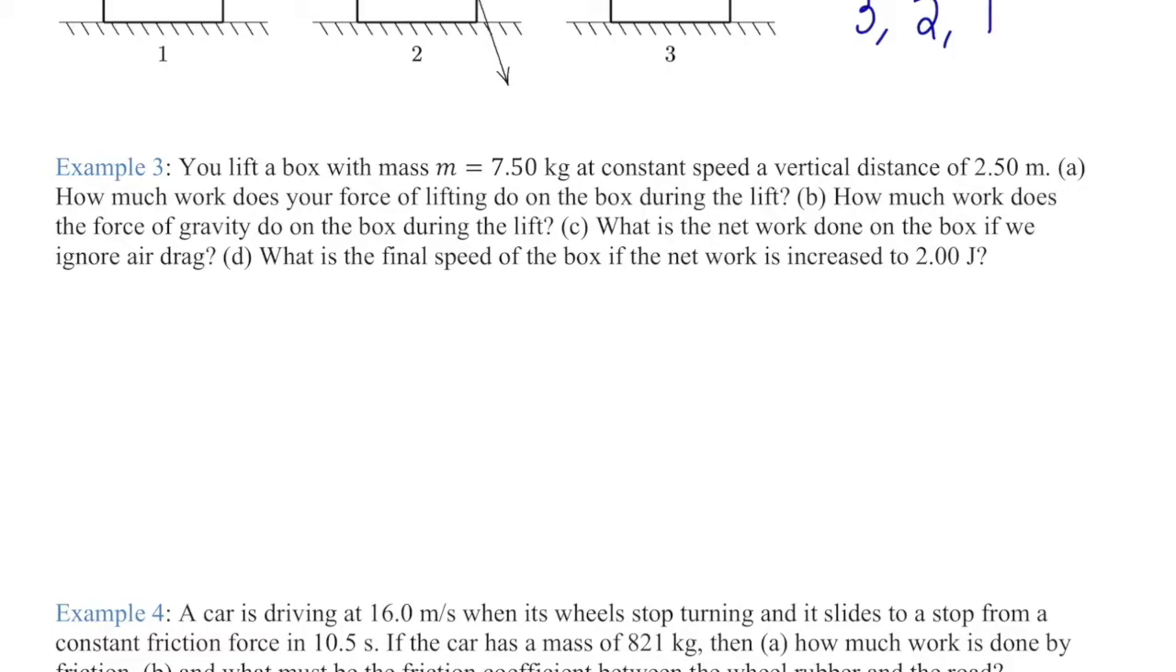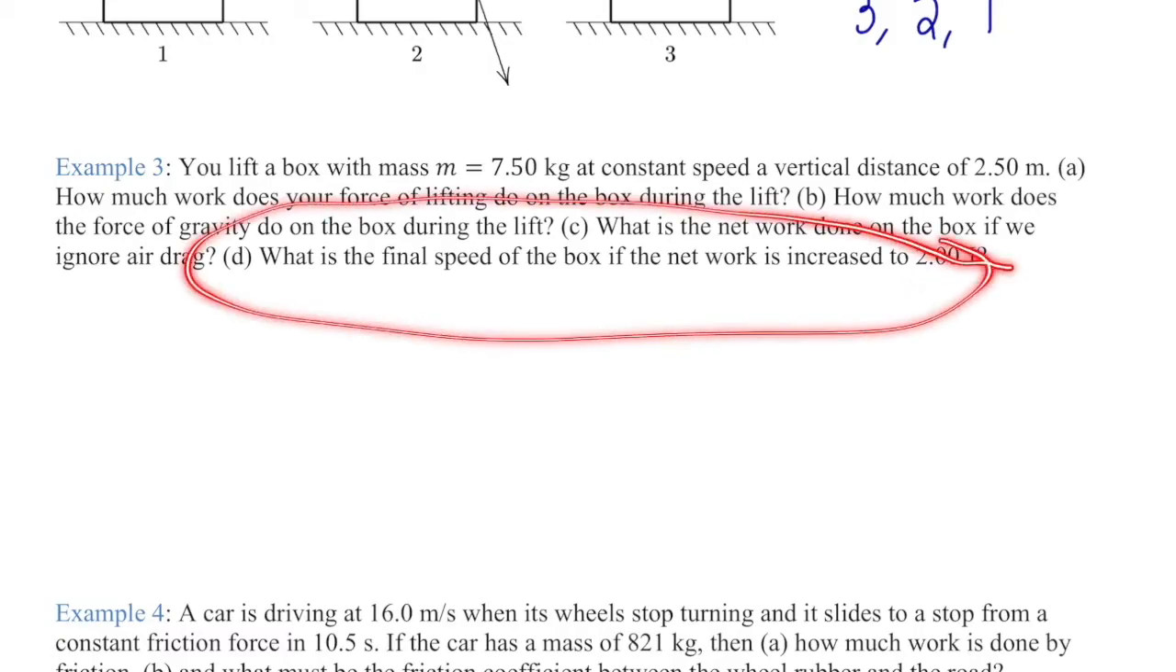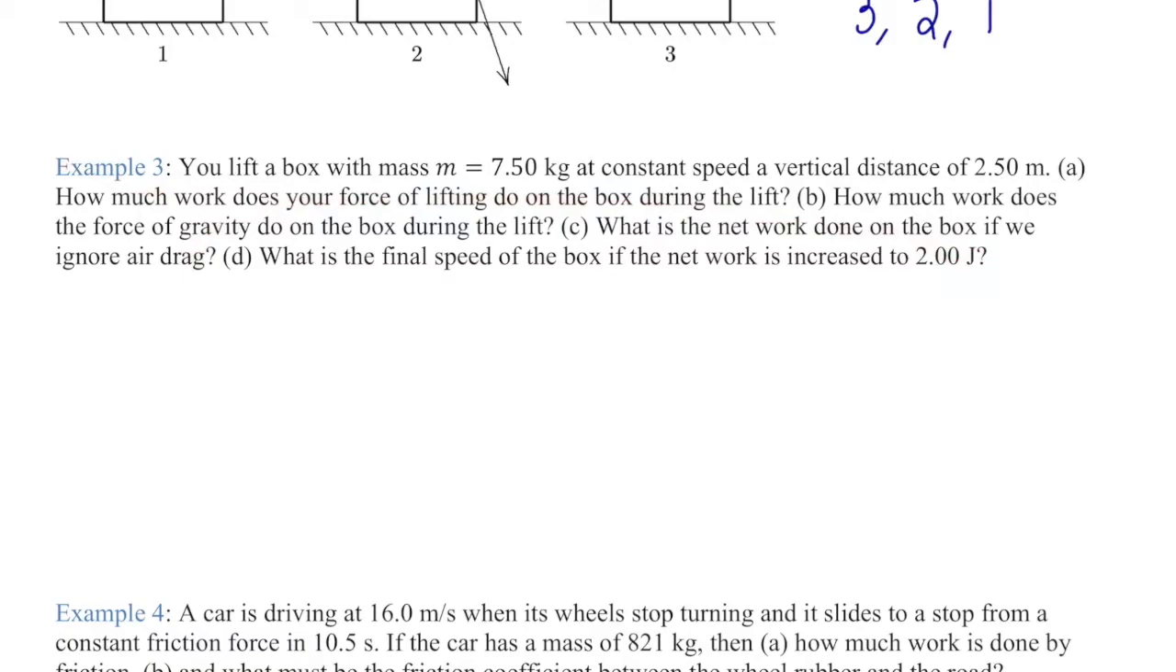And then finally, part D: what is the final speed of the box if the net work is increased by 2 joules? Part D is different, and it's the reason this is a type 2 problem, because otherwise it would just be a type 1 problem, since it's all parallel or anti-parallel, and up until part D it was all constant velocity. But we get acceleration in part D, although we're not really thinking of it as acceleration. Instead, we're thinking of it in terms of change in kinetic energy, and we're going to use that to solve for the final velocity. So let's run through this.